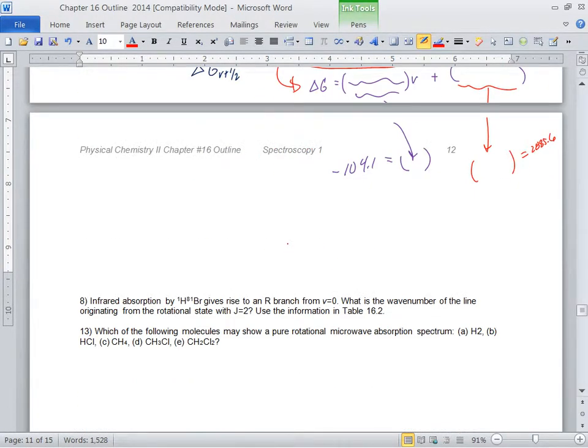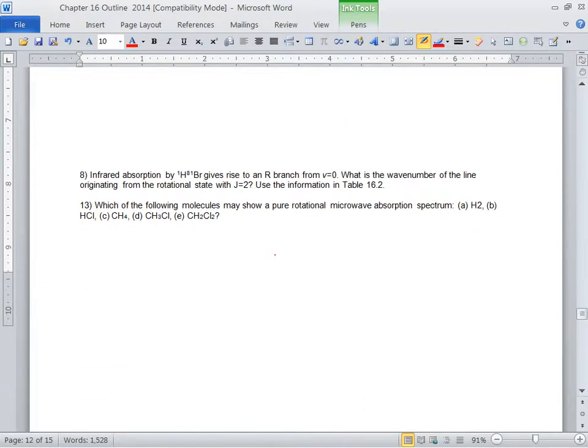So we're about out of time. Remember, if you want a pure rotational spectrum, the molecule has to have a permanent dipole moment. So whichever one is permanently polar, and you're done. All righty.